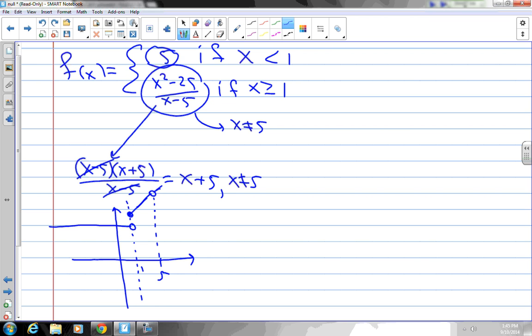So that's showing that x cannot equal 5, so there's a little hole in it. Isn't that an interesting graph?